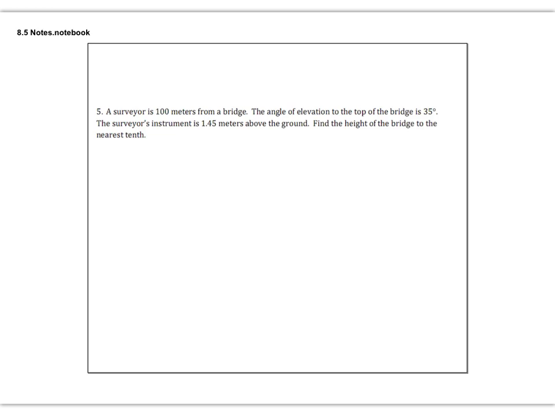Okay, so our surveyor is 100 meters from a bridge. Here's the surveyor. Here's their little tripod, camera-y thing. There they are. And then here's the bridge. I'll just make it a fancy bridge. Maybe it's going over a river or something, right? So the angle of elevation to the top of the bridge is 35 degrees, but the surveyor's instrument is 1.45 meters above the ground. So this is a little tricky.